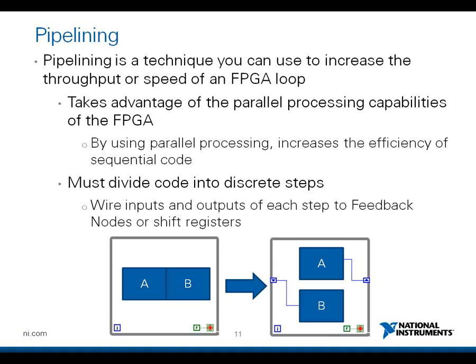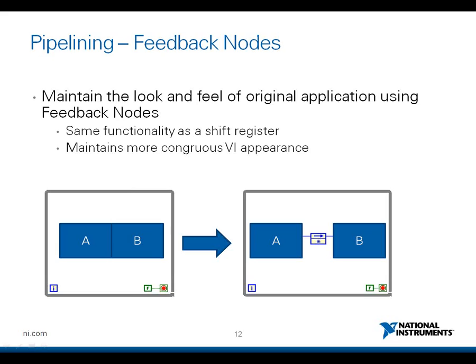You can use the feedback node to implement a pipeline and reduce the long combinatorial paths. When you use the feedback node inside a case structure, the feedback node updates data only on clock cycles when the owning subdiagram executes.